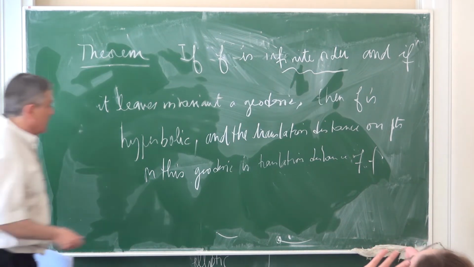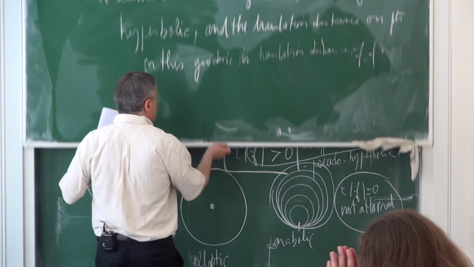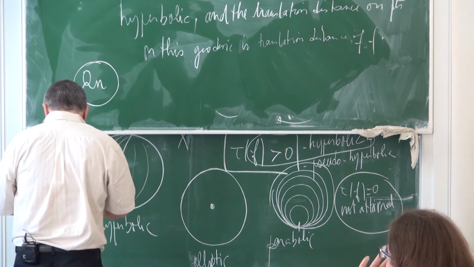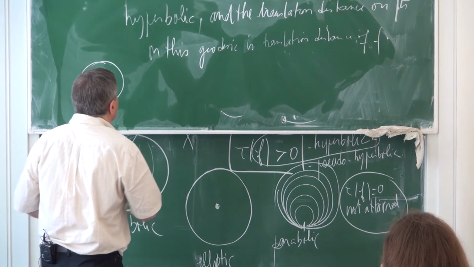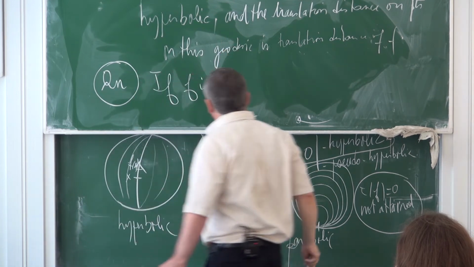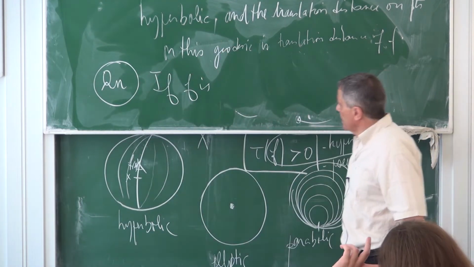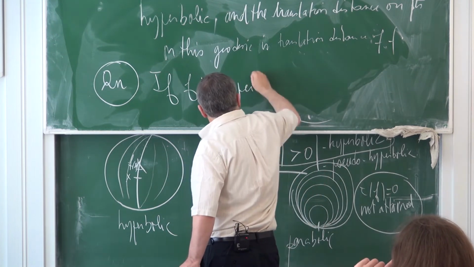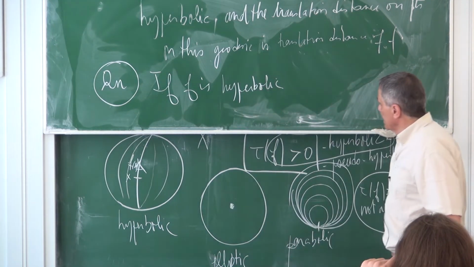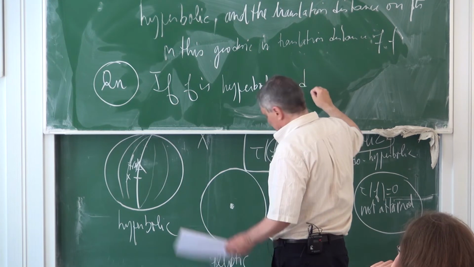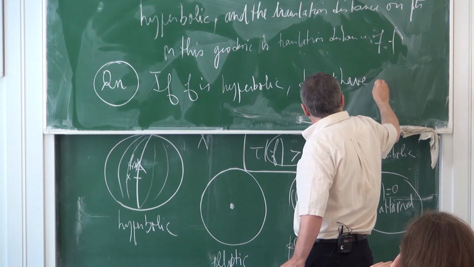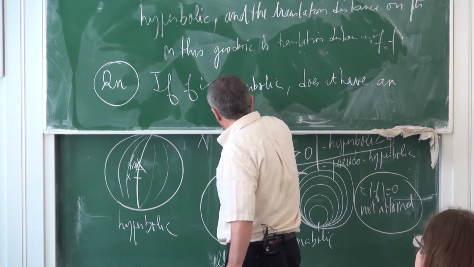And this is a question which we asked in the paper, and we don't know the answer to this question. So, instead of infinite order, now I replace infinite order by hyperbolic. So the translation distance is positive and attained if f is hyperbolic. Does it have an invariant geodesic?